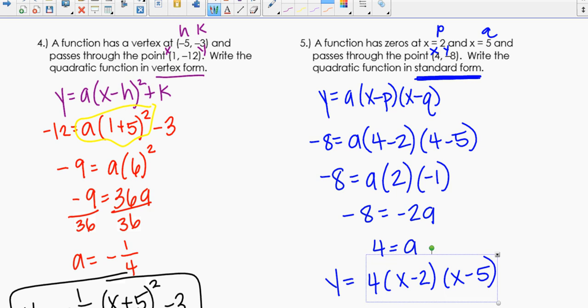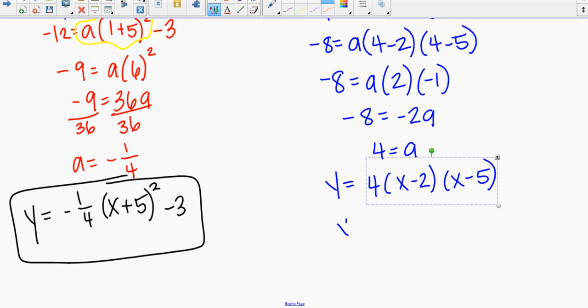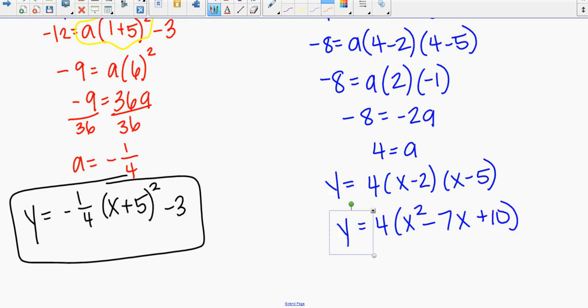but remember we want standard form. So now we just need to go through and multiply that out, and we get y equals 4 times (x squared minus 7x plus 10). When you multiply that, double distribute out your parentheses, and then distribute in your 4. Your standard form is 4x squared minus 28x plus 40.